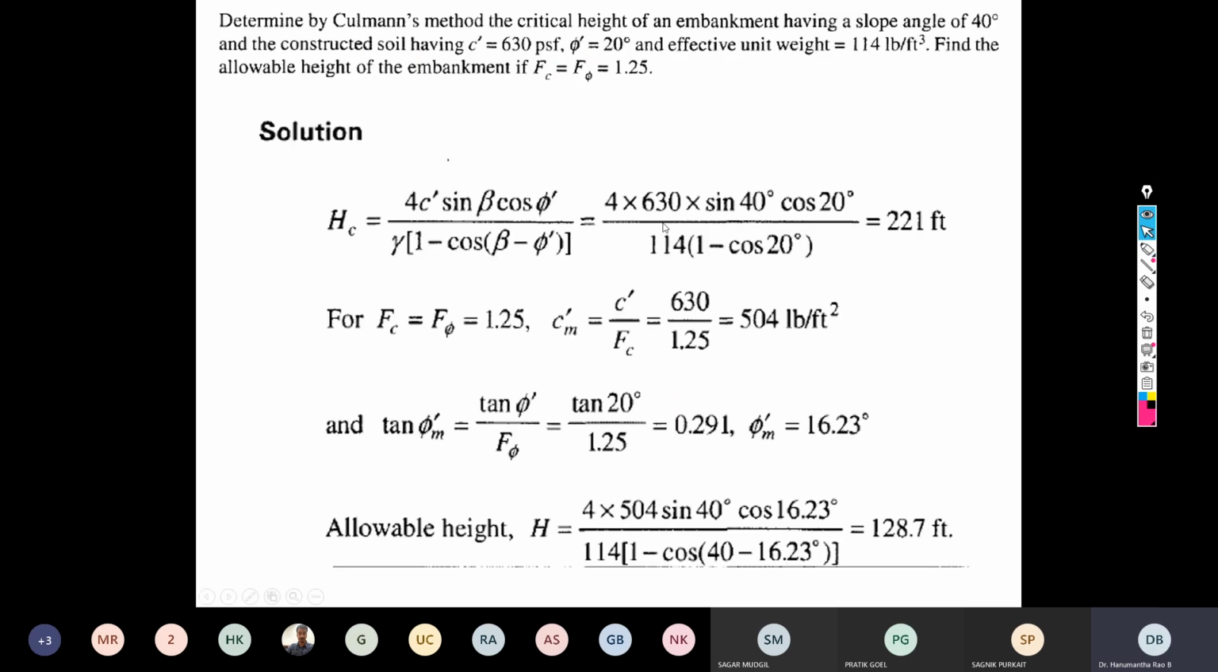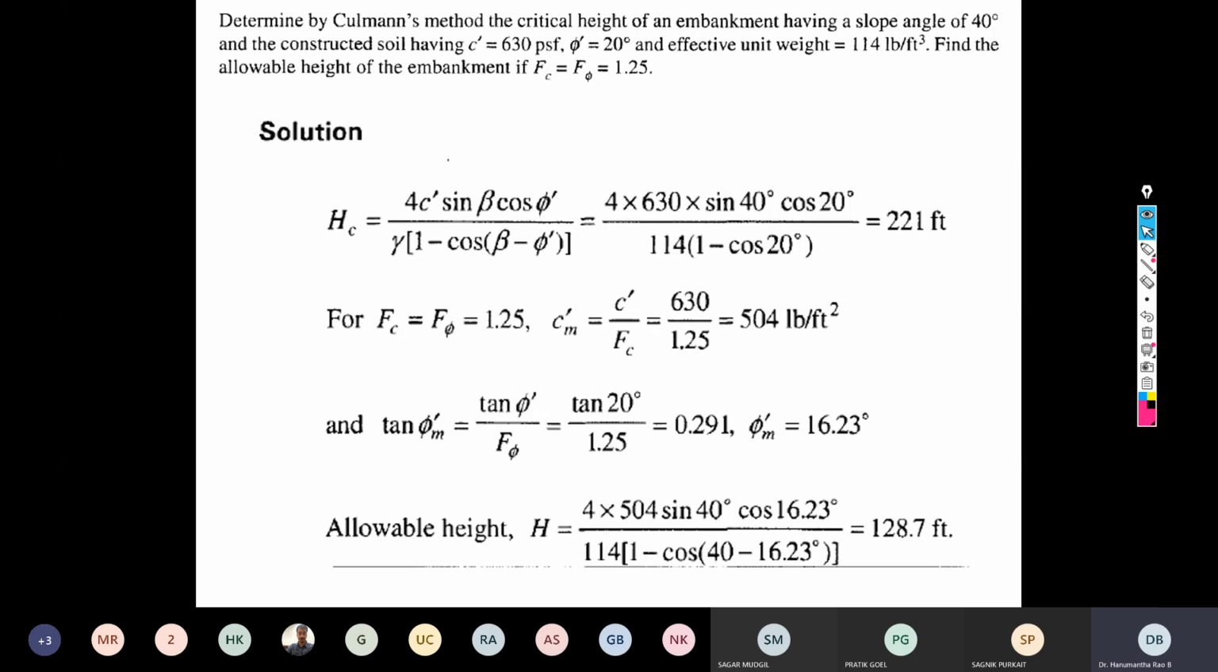So here I have taken a very simple example. Whatever we have discussed in the previous slide, just try to understand it through this simple problem. Determine by Culmann's method the critical height of an embankment having a slope angle of 40 degrees, constructed with soil having c dash of 630 psf. So this is not in SI units. Phi dash is 20 degrees and the unit weight is 114 pounds per cubic foot. Also find the allowable height of the embankment if Fc equals Fphi equals 1.25.